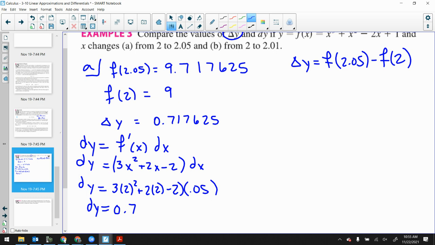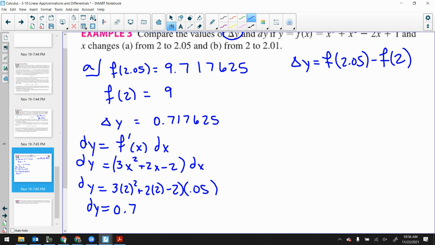How close were we? I mean, relatively close, right? So by using this differential equation, dy is equal to f prime x dx, we can get pretty close to the difference in the y values. Now, we were given an equation that it was really easy to do that with. The nice thing about this differential equation is that it applies to equations where it's not so easy to just run the numbers and calculate what it is from 2 to 2.01 or 2 to 2.05.